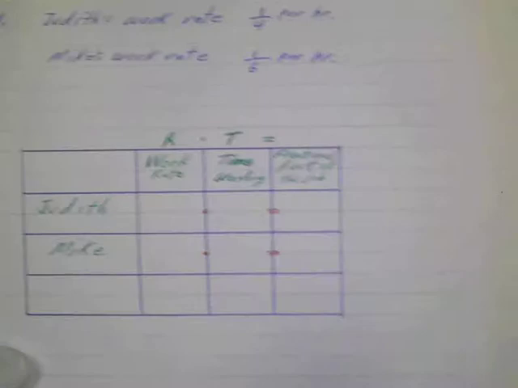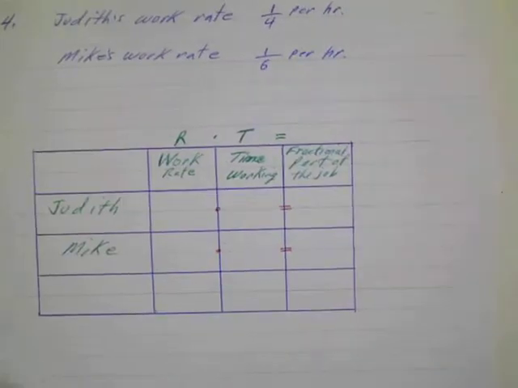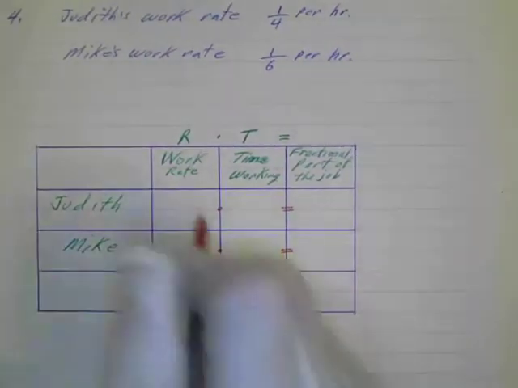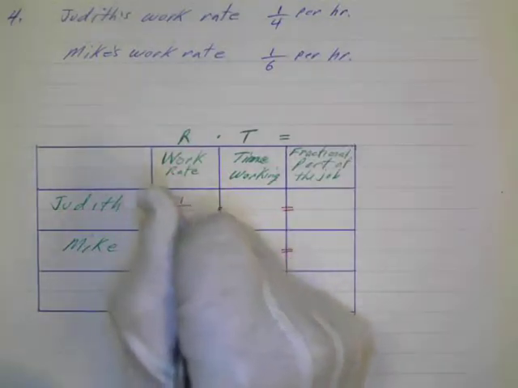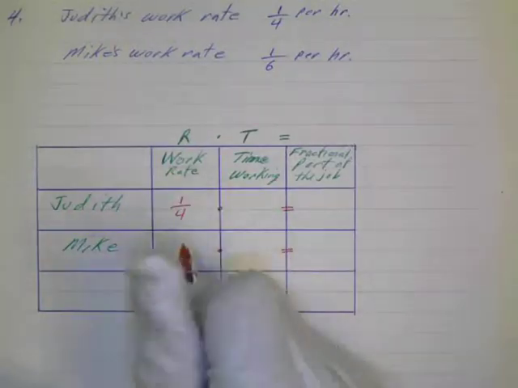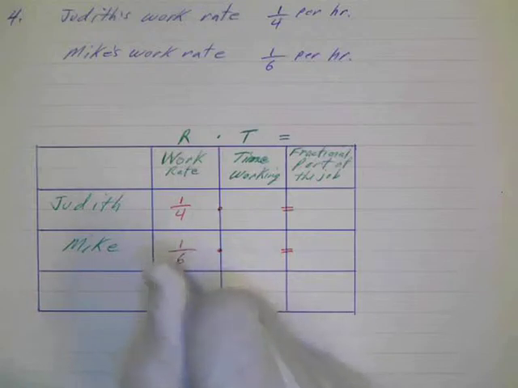A lot of these word problems, you put the values in tables, and it really makes it a lot easier. So Judith's work rate was 1/4 per hour, and Mike's work rate was 1/6 of the job per hour.